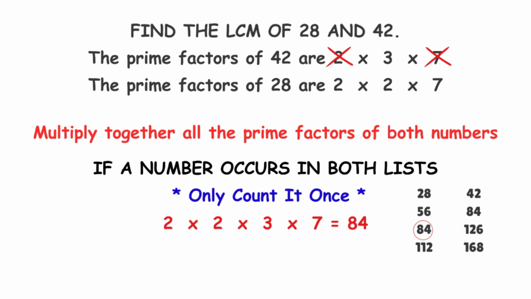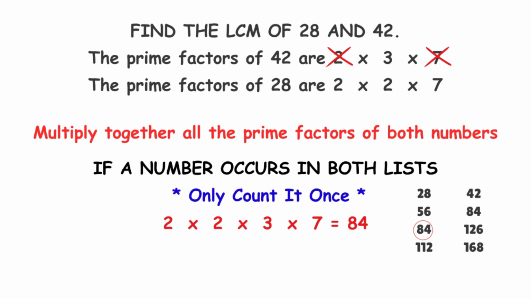If you want to check this, we could have a look at these two lists, which are the multiples of 28 and 42, and you can see that 84 is the one that occurs in both, so it is the lowest common multiple. One thing I want to say here is don't worry if you're finding this a bit confusing at first. It is a kind of odd concept, and the best thing to do is just to practice a few questions, and after a while, you'll get used to it.